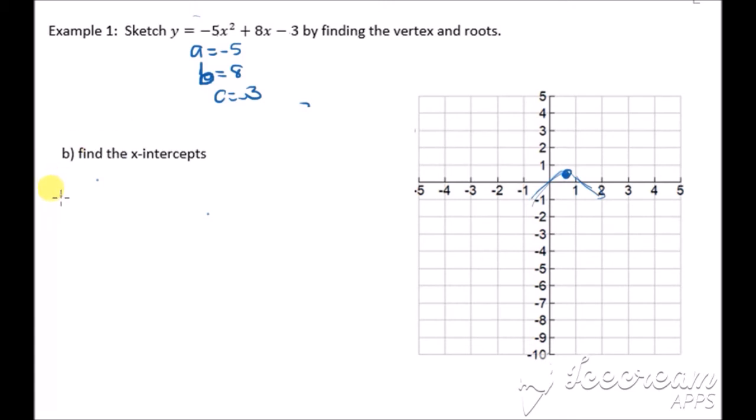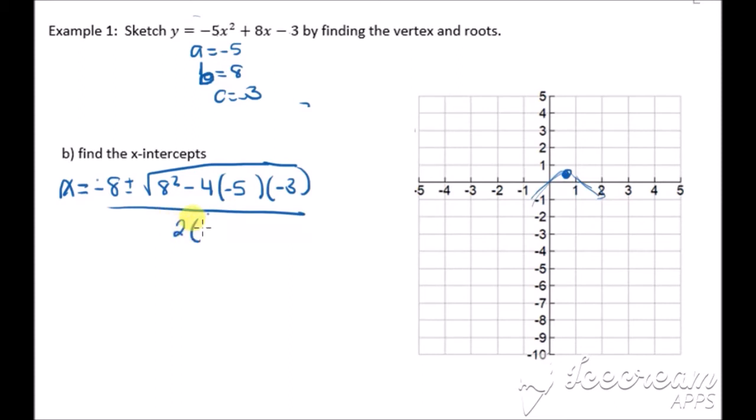Okay, and we're going to go x equals negative b, so negative 8 plus minus the square root of b squared, so 8 is positive, so this one's easy, minus 4, keep that negative sign on the a and on the c, all over 2a, and then a is negative 5. Okay, so if we simplify this, the entire term under the bracket goes to 64 minus 4 times negative 5 times negative 3. So I get plus 4.